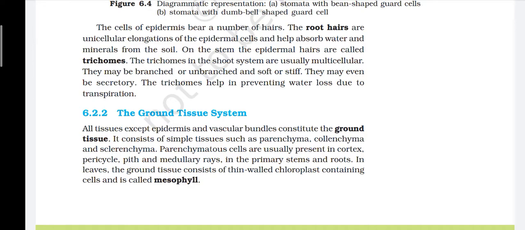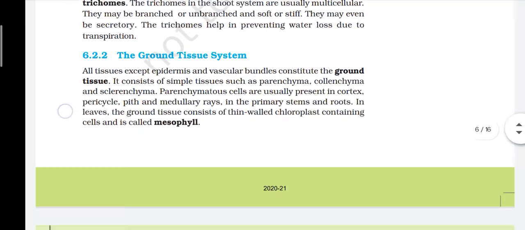The ground tissue system. All tissues except epidermis and vascular bundles constitute the ground tissue. It consists of simple tissues such as parenchyma, collenchyma and sclerenchyma. Parenchymatous cells are usually present in cortex, pericycle, pith and medullary rays in the primary stems and roots. In leaves, the ground tissue consists of thin-walled chloroplast containing cells and is called mesophyll.